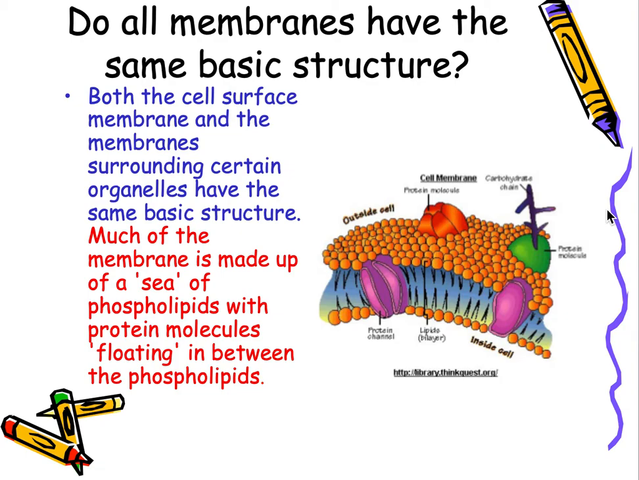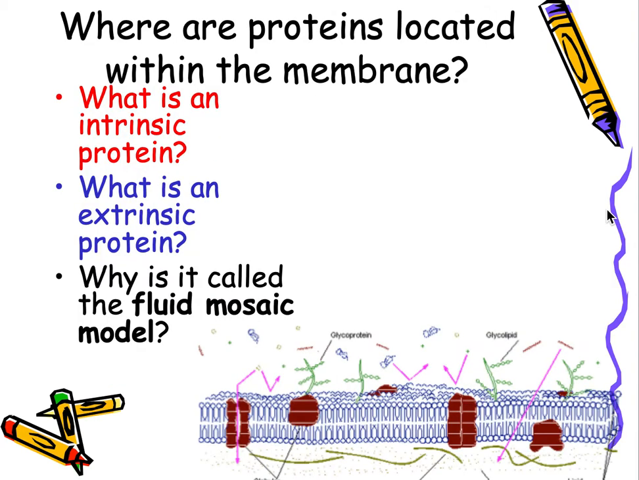So the membrane is made of a sea of phospholipids with protein molecules floating in between the phospholipids, which means if you consider the membrane as a wall, the phospholipids are bricks, the proteins are gates, and there are windows, which are glycoproteins, responsible for other functions of a cell membrane.